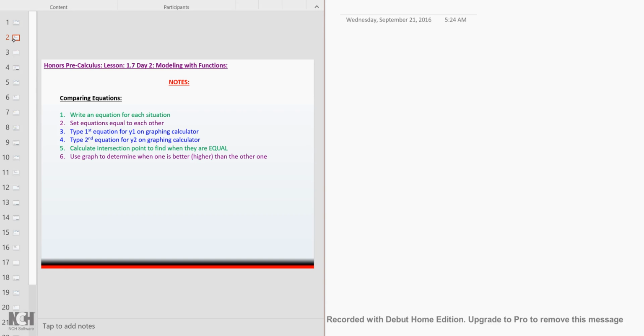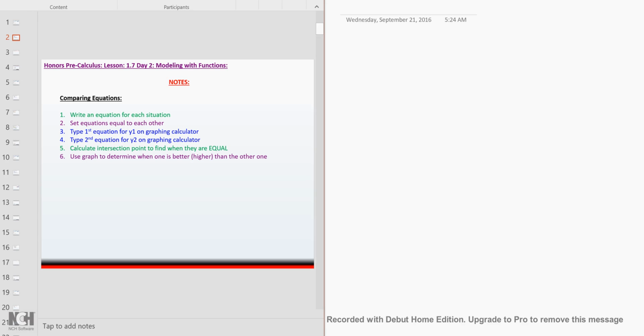All right, it's going to look a little different today because I need the graphing calculator, but we're on 1.7 day 2. We're going to continue modeling with functions. And the first thing we're going to talk about is when you have to compare equations. It says write an equation for each situation, set the equations equal to each other, and you can solve it algebraically with systems. We're going to use the graphing calculator.